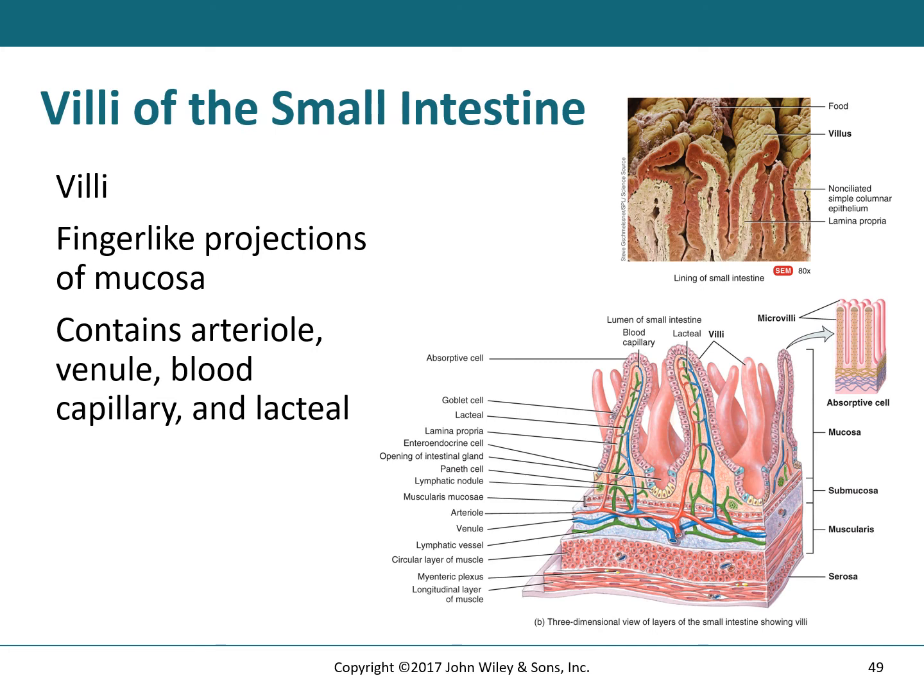Then the next thing that increases surface area are villi. And these are on top of those circular folds. You're going to have finger-like projections of the mucosa. And they contain arterioles, venules, capillaries, and lacteals. Lacteals are just basically lymphatic capillaries.